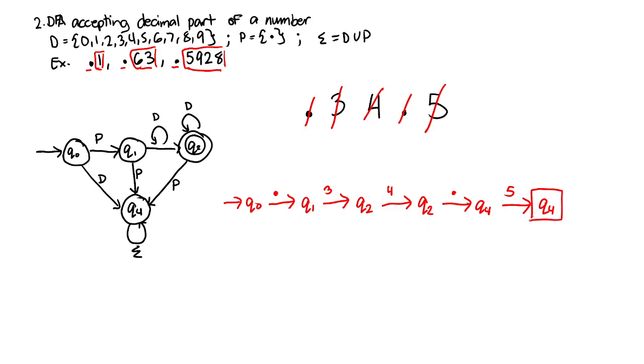So we end up in state Q4. Then as you can notice, Q4 is not a final state. Therefore, the string 0.34.5 is rejected. So that's it for number 2.